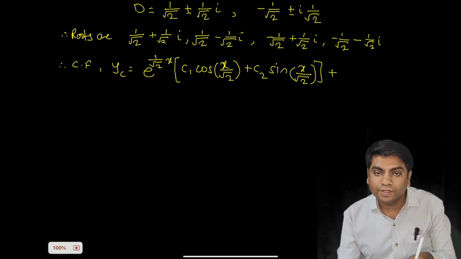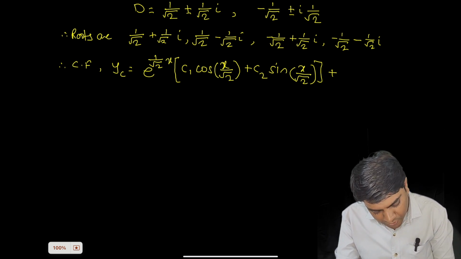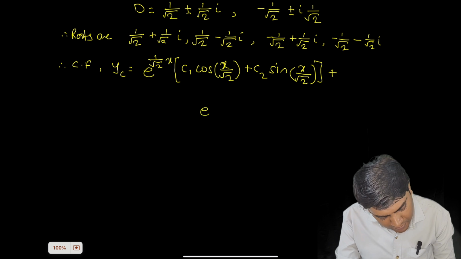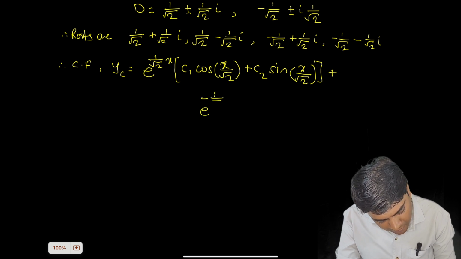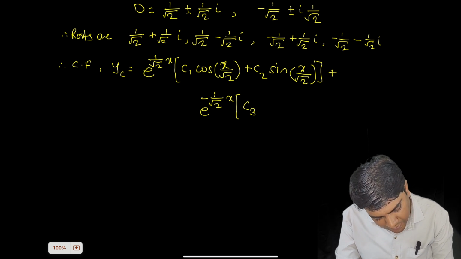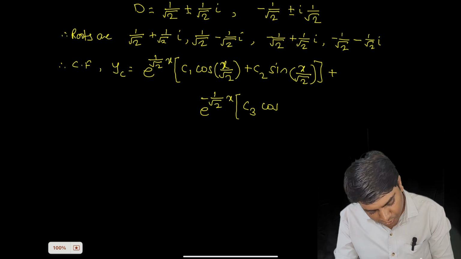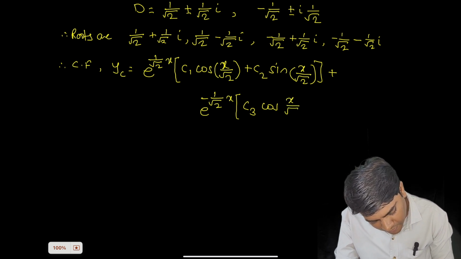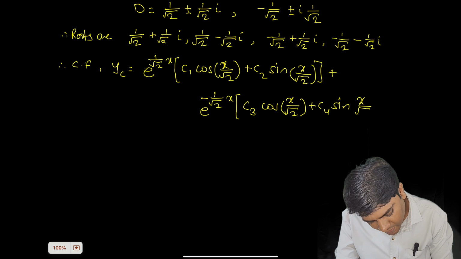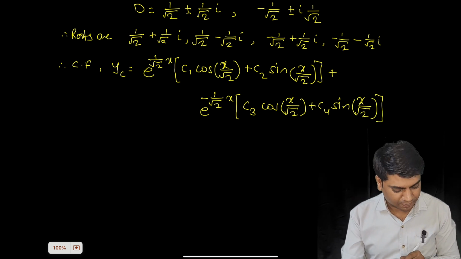Now for the next two I'll write here, since here alpha is minus 1 by root 2. So the next one I can write as e raised to minus x by root 2 in bracket c3 cos, and again here beta is 1 by root 2, so x by root 2, plus c4 sine x by root 2. Okay, so this is our complementary function.